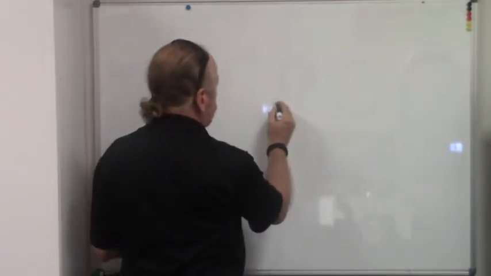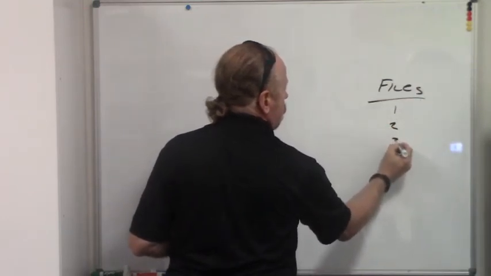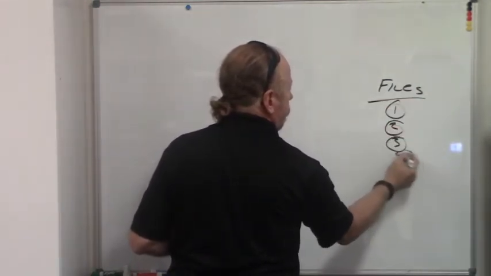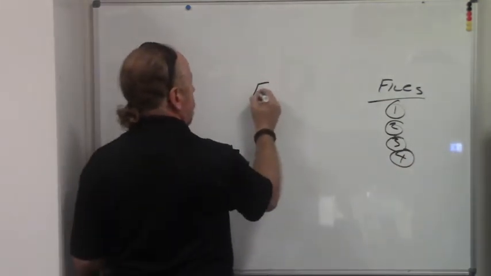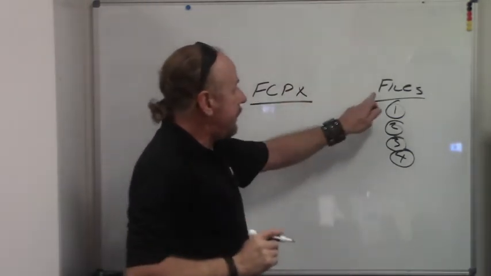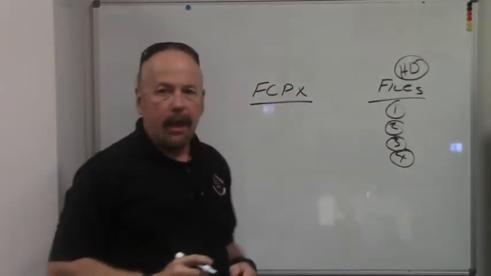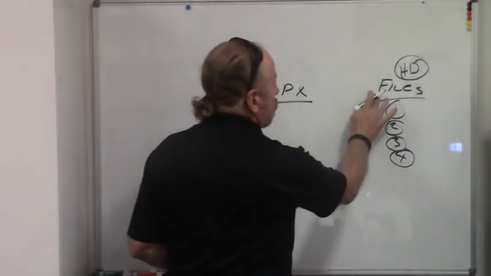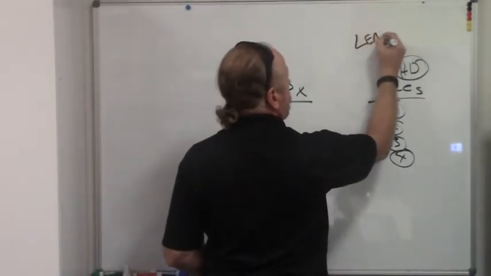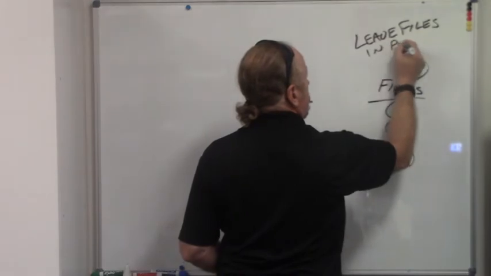So that'll be easy, but I'm pulling files in off of a hard drive. So here I have my files, file 1, 2, 3, 4. And then here I have Final Cut Pro. If these files are on a hard drive, and you know that you're always going to use this hard drive, this hard drive is always going to be attached, you can choose to leave files in place.